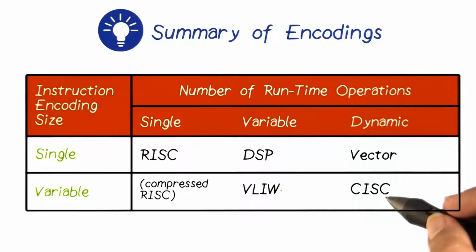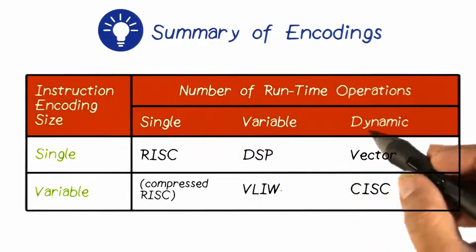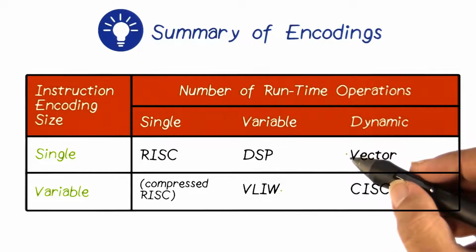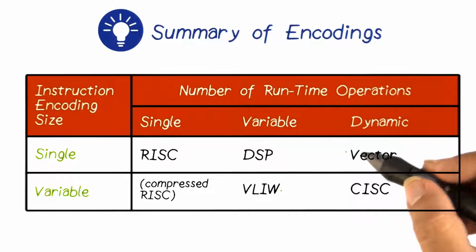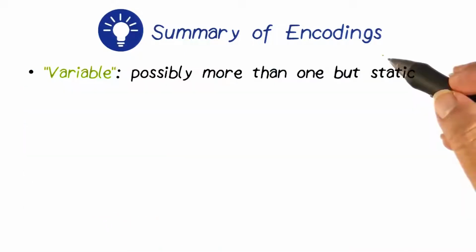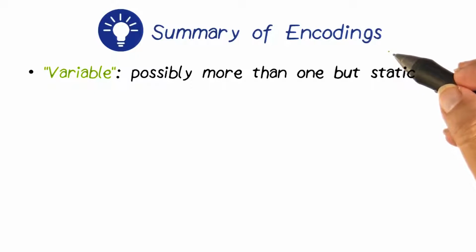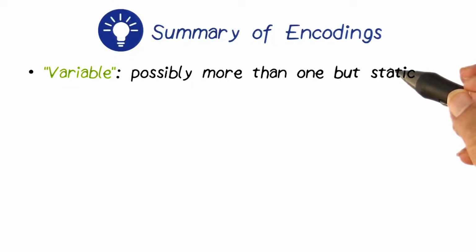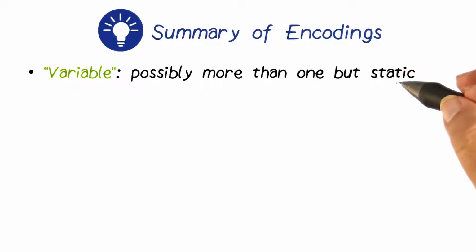So this table is a very interesting and important one for you to understand the differences between the encoding versus number of operations. Now, let us summarize what we saw in the last slide in terms of what we call a summary of encodings. As you know, there are 2 sides to it. One is fixed versus variable in terms of the length of the instruction, and the second one is the number of operations, whether it is static, whether it is variable, or whether it is dynamic.